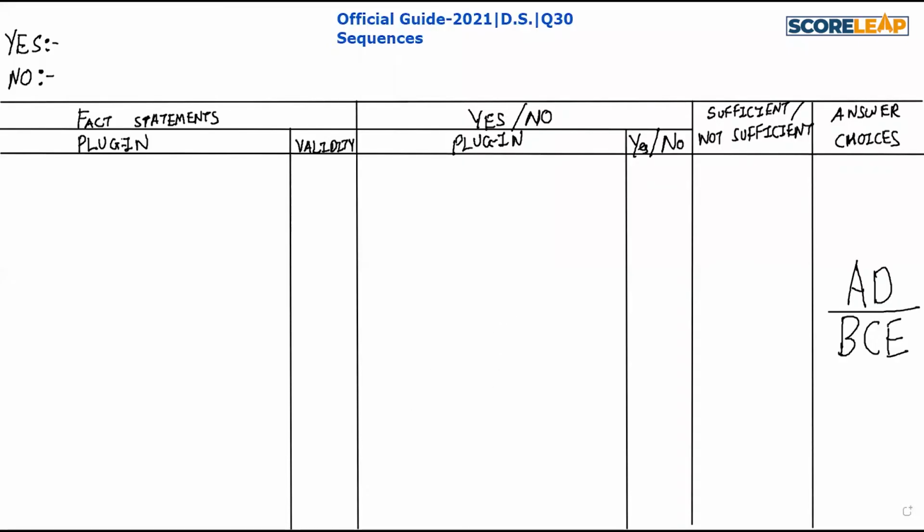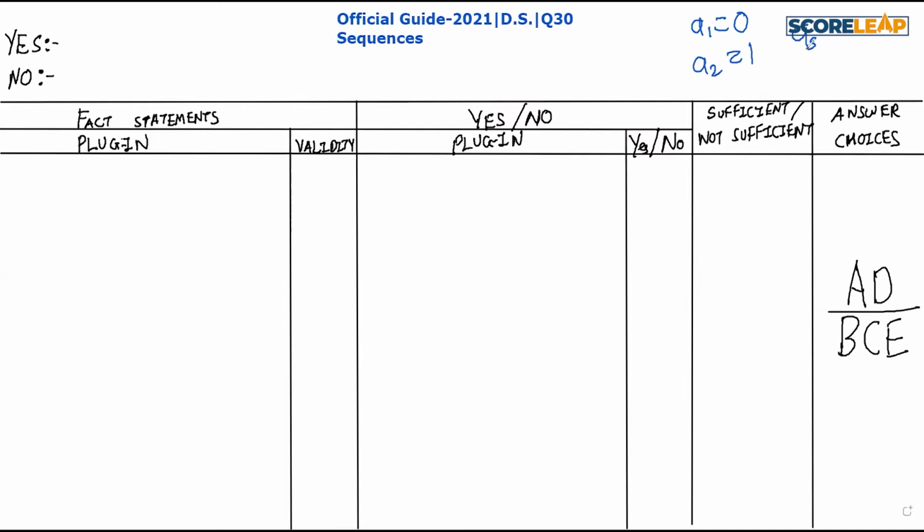Question 30. In this question, we are given that the first term of a sequence is 0, so a1 is equal to 0, and the second term is 1, a2 is equal to 1. Is the fifth term 2? That is our question. Is the fifth term equal to 2?